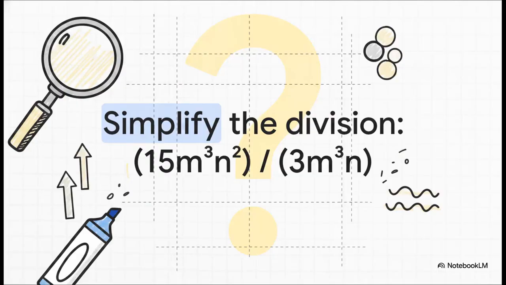Let's do one more check, this time involving division. Simplify 15m cubed n squared divided by 3m cubed n. Keep a really close eye on what happens to the variable m when you apply the quotient rule here. And keep your non-zero exponent conditions in mind.